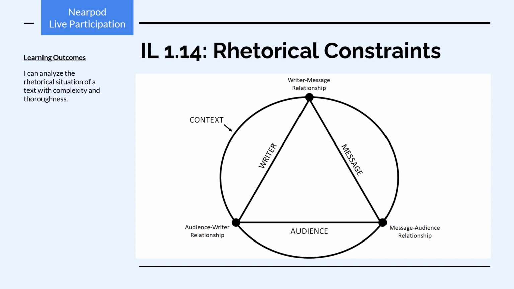Same with the lower left corner, that audience-writer relationship affected by context. Who the writer is, who the audience is, determines how they're going to hear that message. And so again, constraints arise out of those three intersection points.